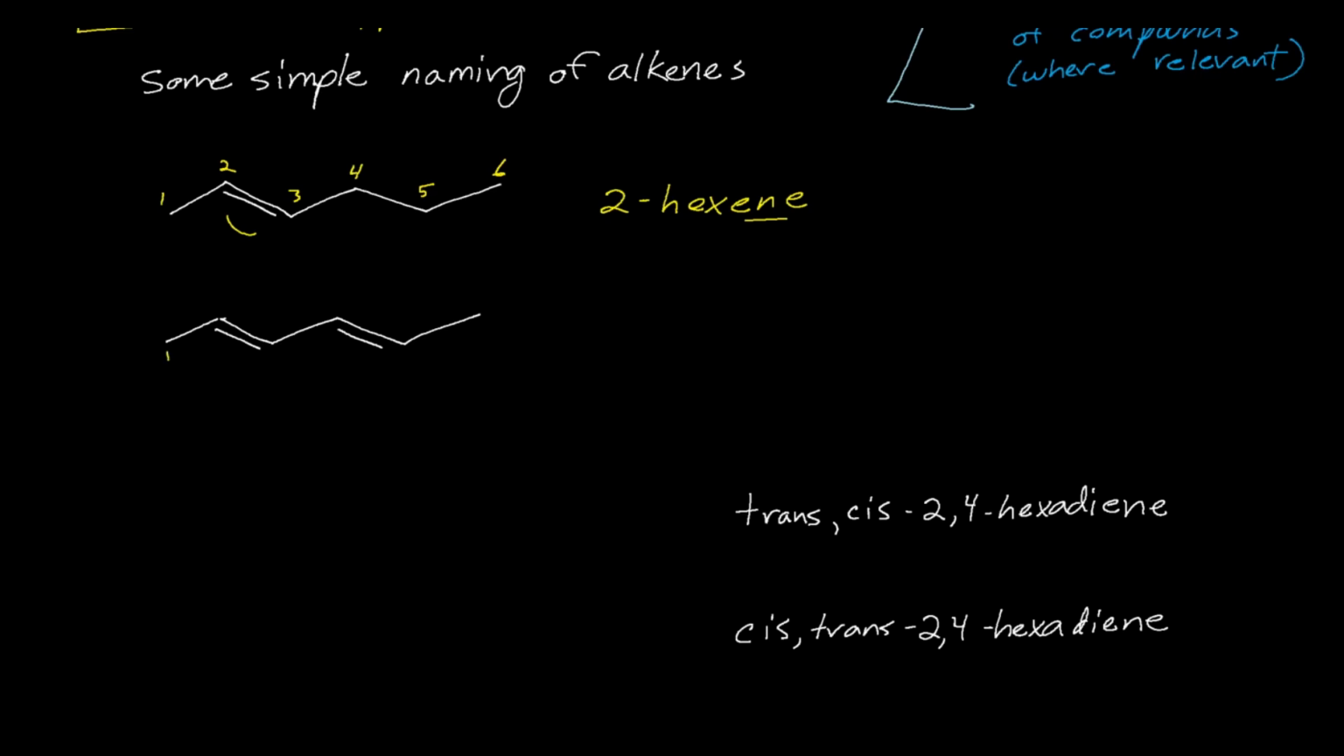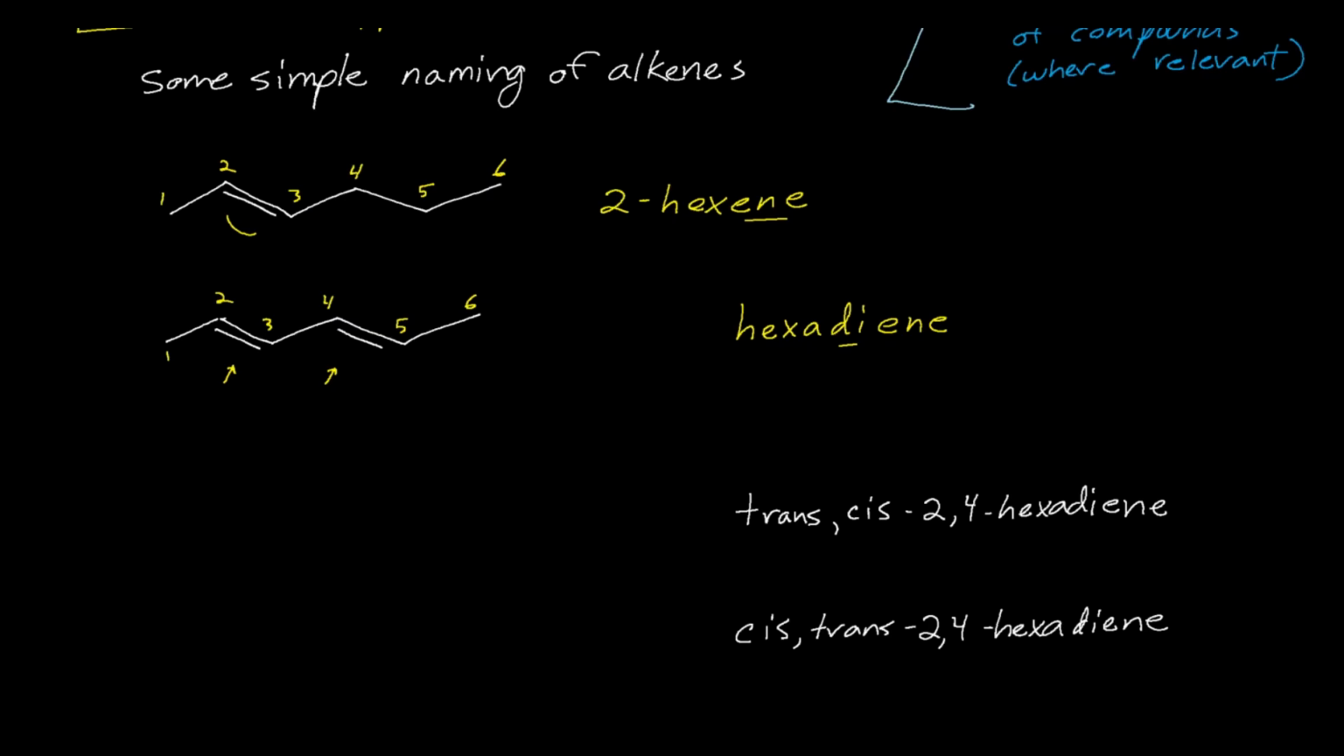This has 1, 2, 3, 4, 5, 6. So it's also a hexene. However, it's got 2 enes. So we throw in hexa, di for 2 ene. It's a diene if it has 2 enes. If it had 3 enes, it would be a triene. If it had 4 enes, it would be a tetraene, pentaene, hexaene, and so forth. Until you get to so many double bonds that they just call it a polyene, actually.